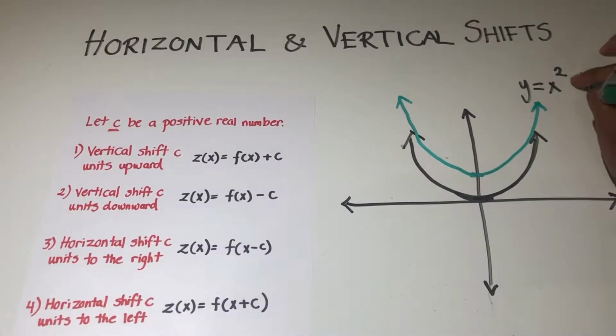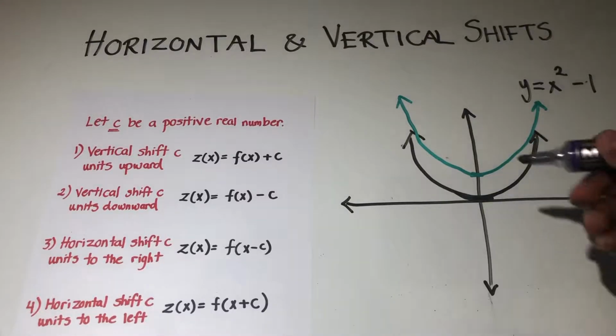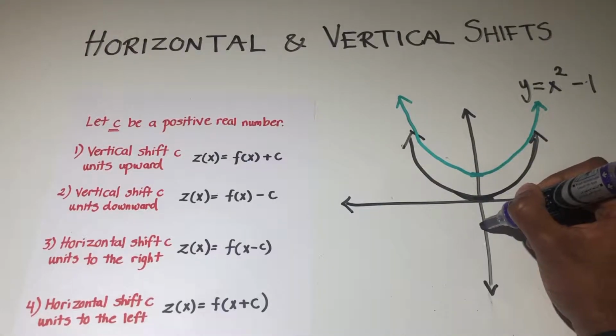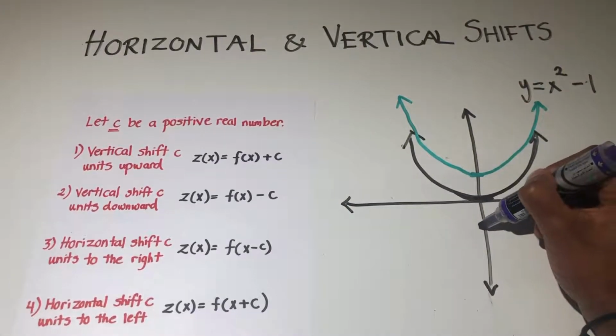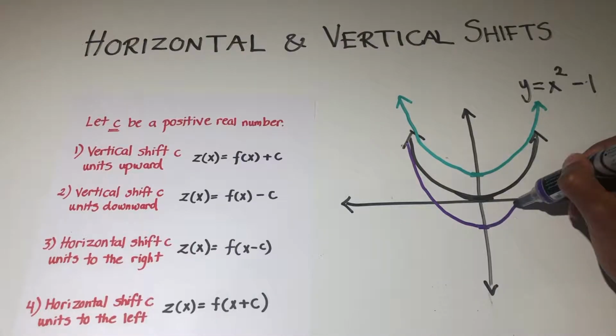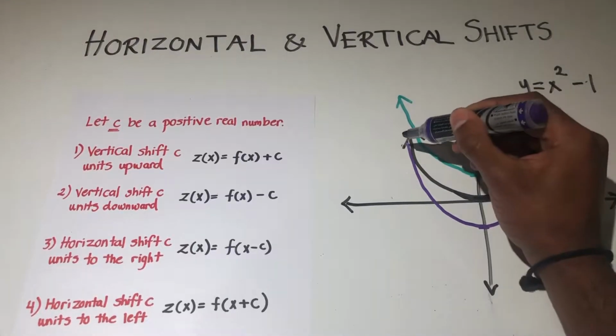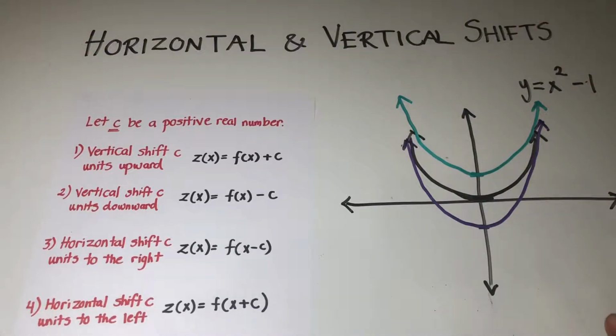If I were to change this to -1, the graph is simply going to move 1 unit down. So at y equals -1, the graph is going to look like this. Now, the function itself didn't really change. It's just the position of it in the plane.